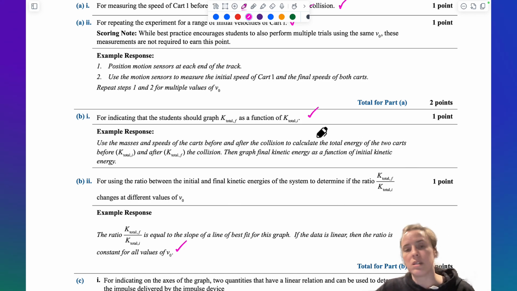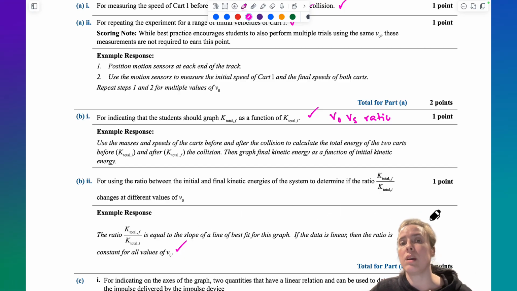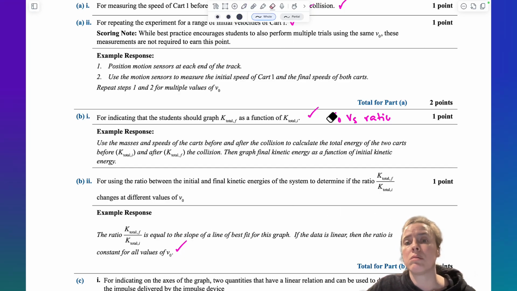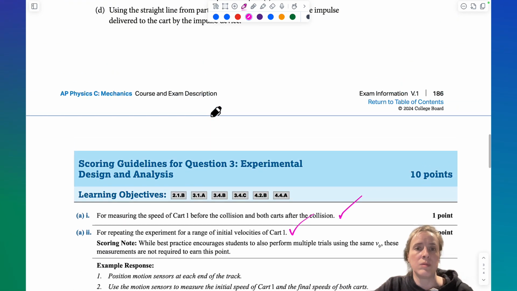So just because it doesn't show up in the scoring guideline here doesn't mean it's not going to get you points on the day. So if you graphed V naught versus the ratio, or vice versa, and then you said that slope would be 0, it would be a horizontal line, that is also true. Okay? So if that ratio was constant for all V naughts, that is a valid way to look at that graph. So that would get you the points.